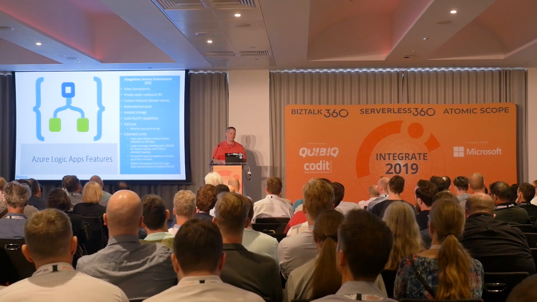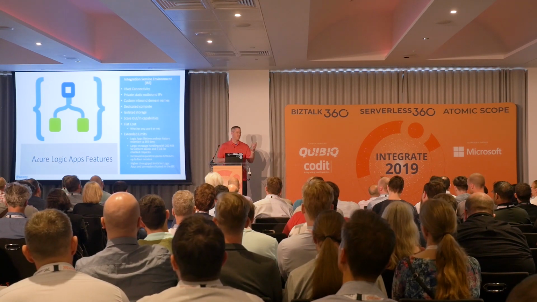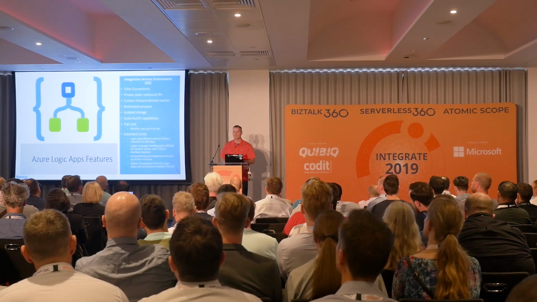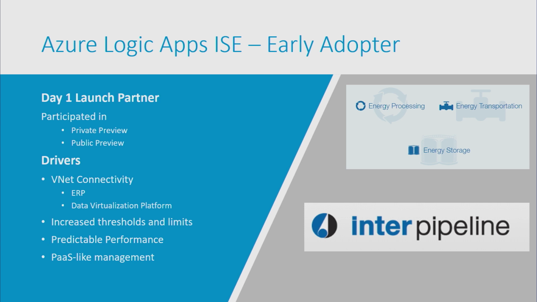And recently, the product team has provided some extended limits. So if you've ever experienced some of the throttling, the 429 that Derek talked about this morning, we're starting to see higher limits when you have ISE in order to avoid some of those different scenarios. You also have larger messages, and you do have support for increased request response timeouts, up to 4 minutes. Now, we at Interpipeline were an early adopter of ISE, so I want to thank Kevin, he was our go-to from a product perspective, and also Sham and his engineering team as well.